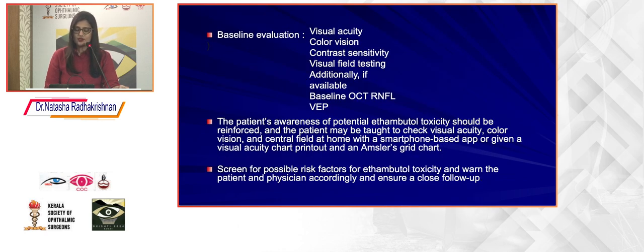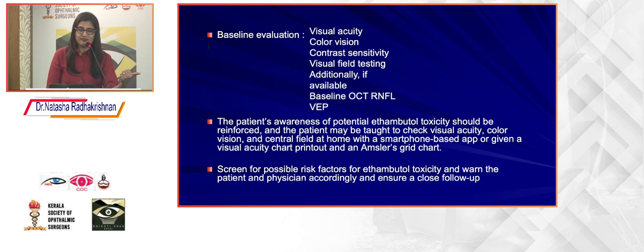Now, baseline evaluation. Many of the patients are being referred for baseline. So you can do vision, color vision, contrast, visual field. Which visual field? Here we are looking at the optic nerve, so 30-2 or at least a 24-2, not a 10-2. Okay, so 30-2 or at least 24-2. With 24-2, the advantage I find is that it is faster. HFA 30-2 is going to take a long time.